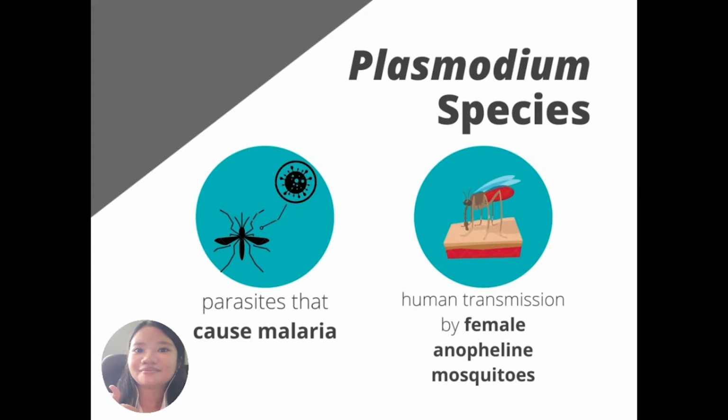The Plasmodium species are responsible for causing malaria, which is the most significant tropical disease that affects humans, but generally vertebrates. It is preventable and curable. The organism is transmitted by the bite of the female Anopheles or Anopheline mosquito.